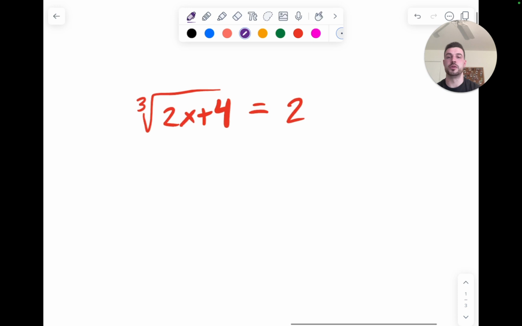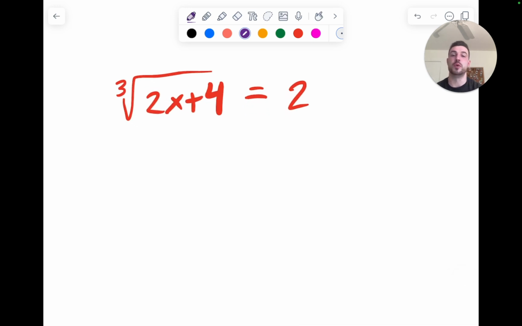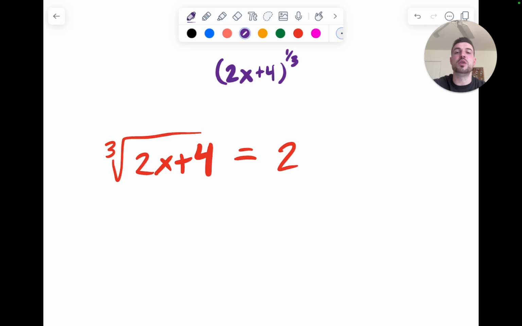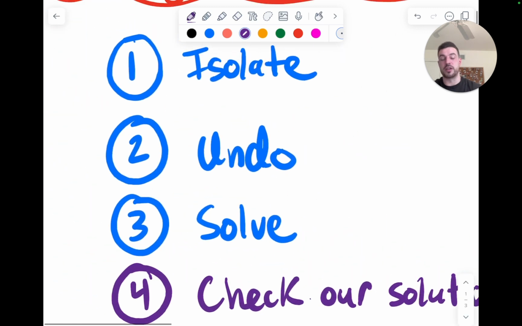So the first problem we're going to do is the cube root of 2x plus 4 is equal to 2. The one thing we want to keep in mind is that a cube root is the same thing as having an exponent of 1/3. So we want to think about what we can do to get rid of that 1/3 in our exponent. In order to get inside the parentheses, we need to get rid of them, and to get rid of our parentheses, we need our exponent to be 1. So what can I do to 1/3 to get it equal to 1? Well, if we follow our steps over here on the side, we need to isolate.